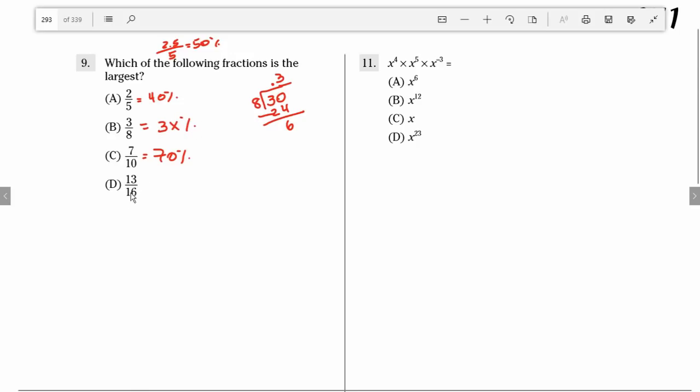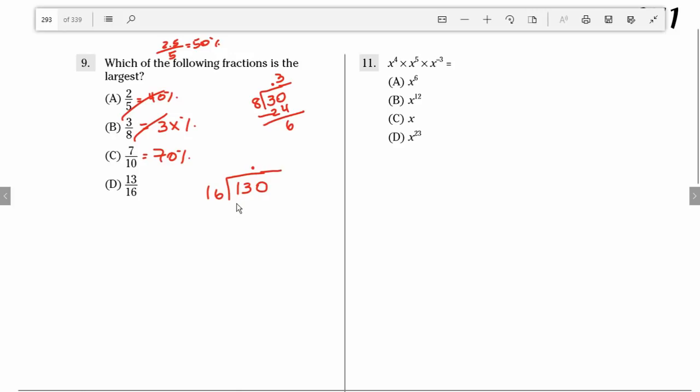Now we have to look at this one and say, what percent is this? Okay? And we can see right away, 70% is bigger than these two. Now we have to look at this and say, what percent is this? So again, you read this as 13 divided by 16. Again, 16 is bigger than 13, so we can't divide that out. We have to add an extra 0 and bring up a decimal.